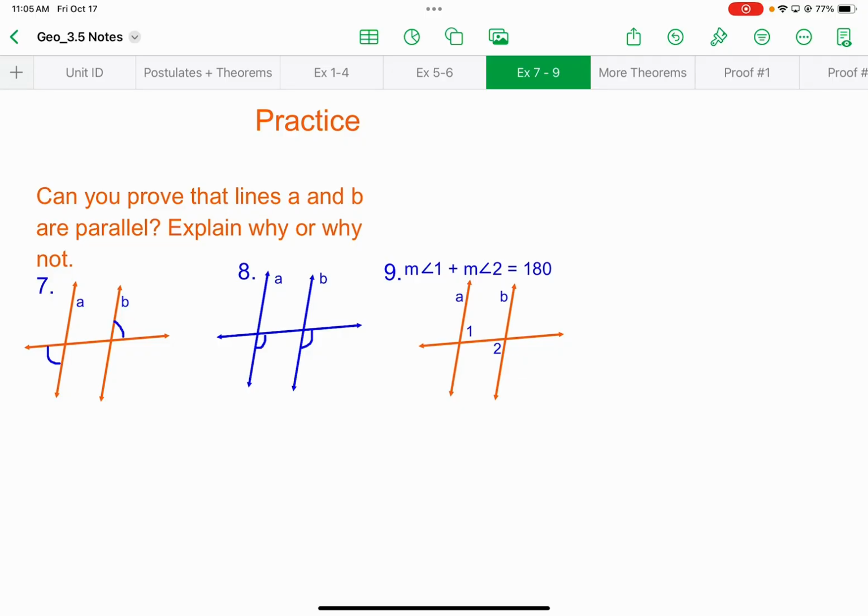Practice these. You take a second, and you answer 7, 8, and 9, and tell me, can you prove that these lines A and B are parallel? Explain why or why not. So look at what type of angles you would have, and then figure out, are they an angle pair that we studied? And if so, do they have the right relationship? And if so, what lines would be parallel? How many seconds do we need? 90? I'll give you 90 seconds.